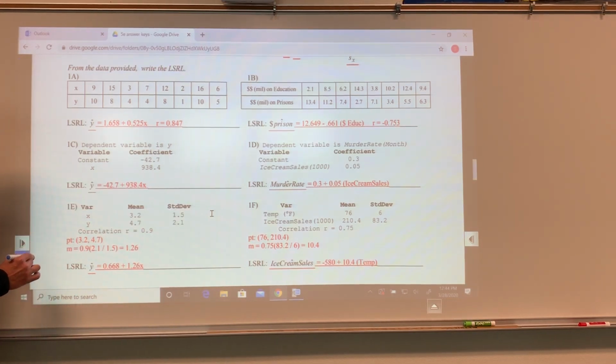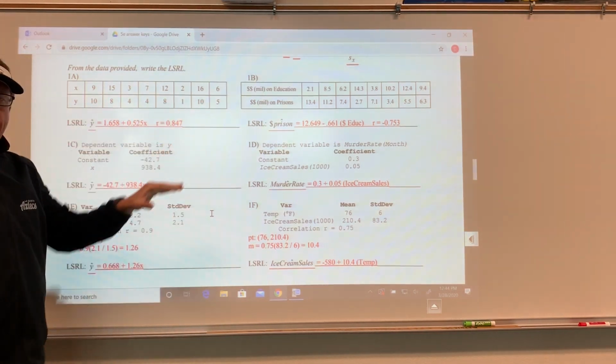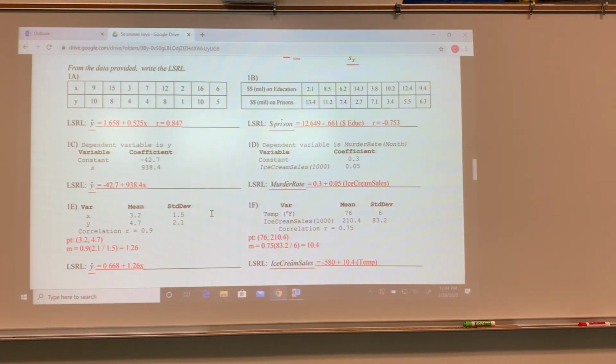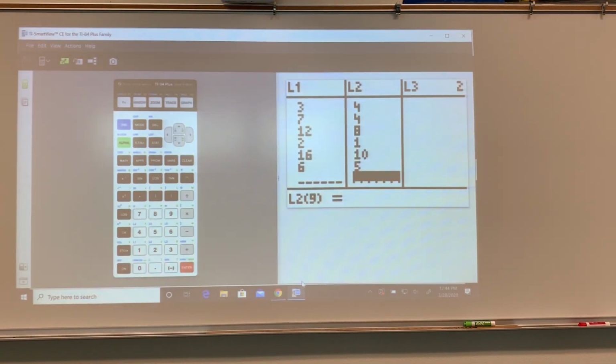So what I'm going to do is go to my calculator and type x into L1 and y into L2, and I'm going to help you set a few things up, okay? Okay, so I have typed the x's into L1 and the y's into L2. Now, a couple things I'm going to do right now. Let me go back up so you can see all that I did.